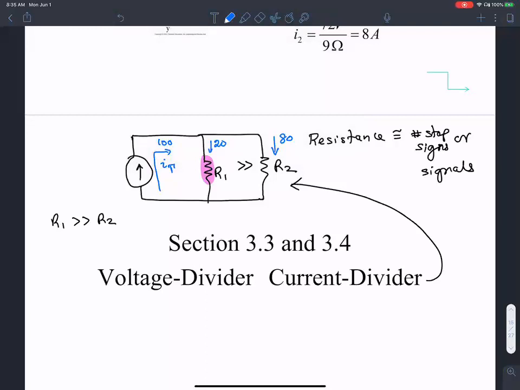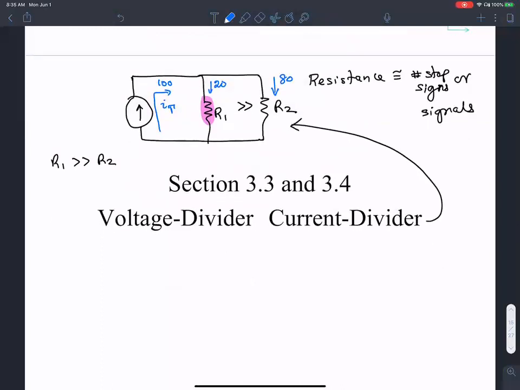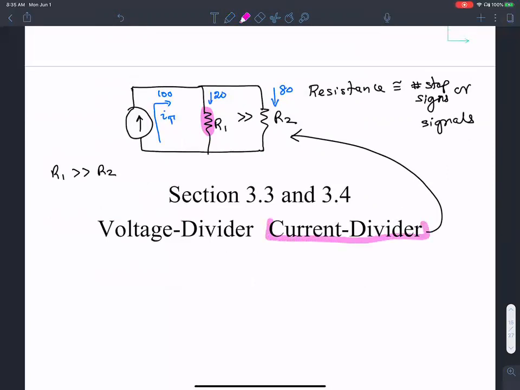So that's more or less the analogy that we understand. Then I'll show you a more accurate equation to find out what ratio, what percentage of the total current is flowing through R1 and what percentage is going through R2. But the idea is that if you think of resistances as being similar to stop signs or signals, then it makes a bit more intuitive sense. The idea of voltage division and current division makes more sense.